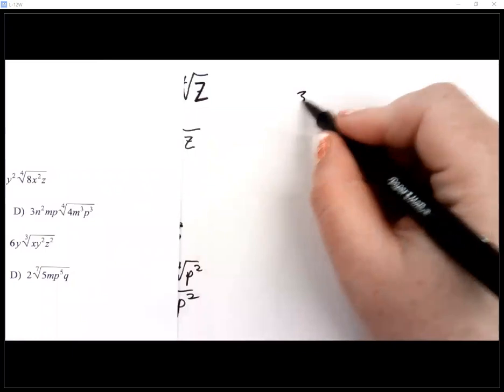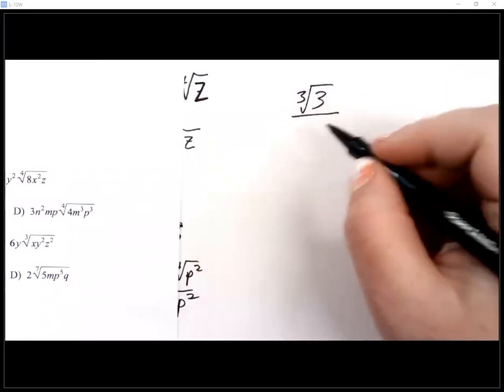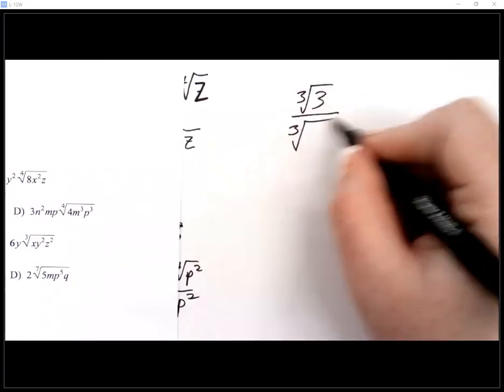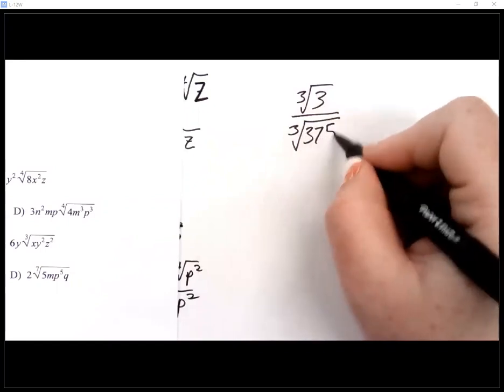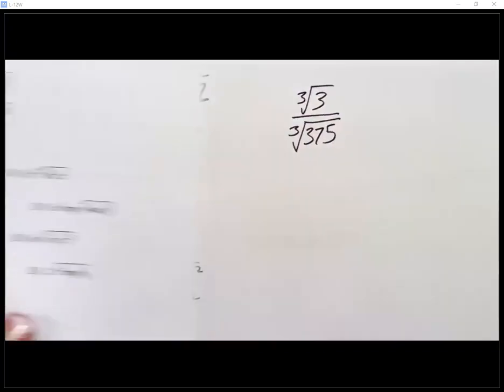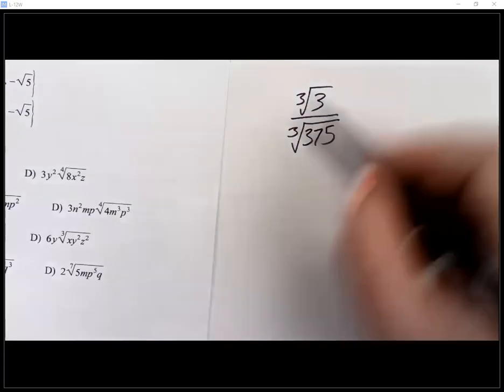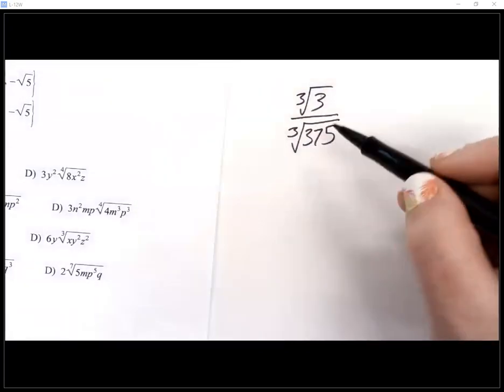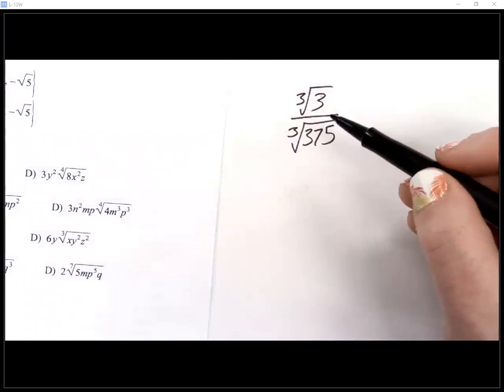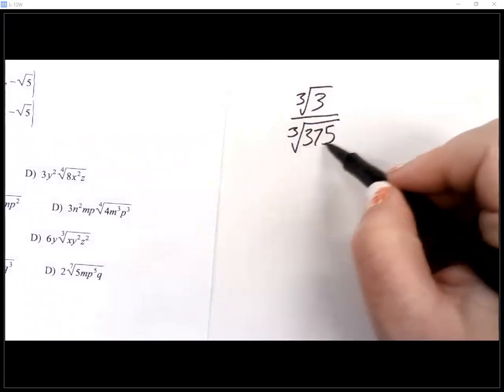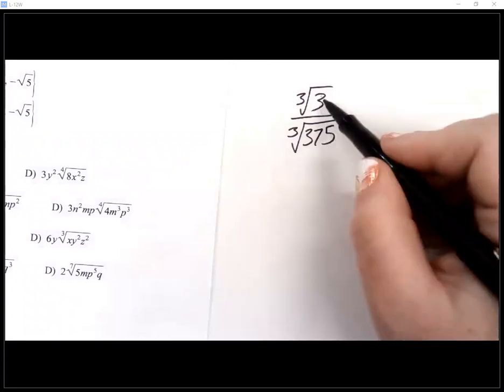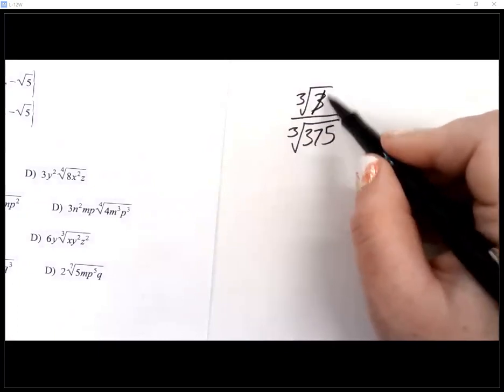58. Okay. So 58, you've got cube root of 3 over the cube root of 375. So first thing you're going to look for, as long as they're both under the same root, which they are, you can reduce 3 and 375 with each other, just like a normal fraction. And 3 does go into 375, right? 125 times. So that's just like I'm reducing a fraction, 1 over 125.